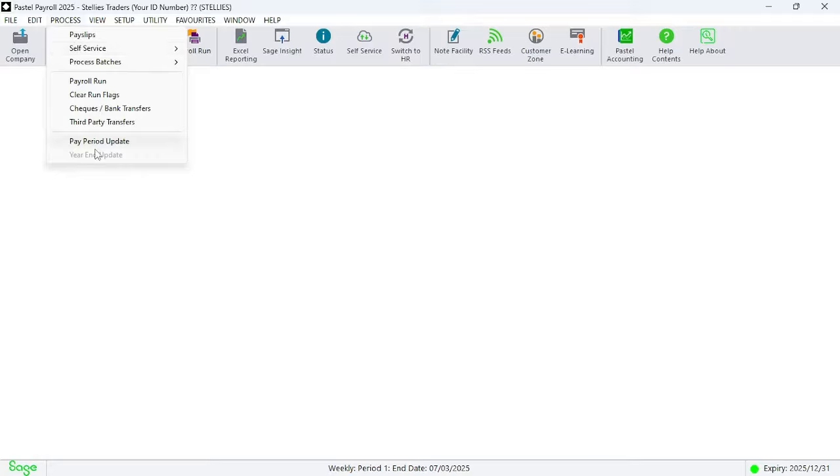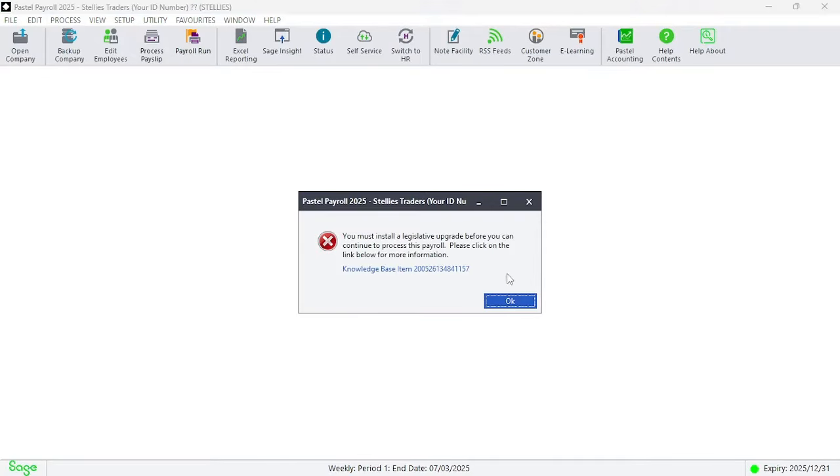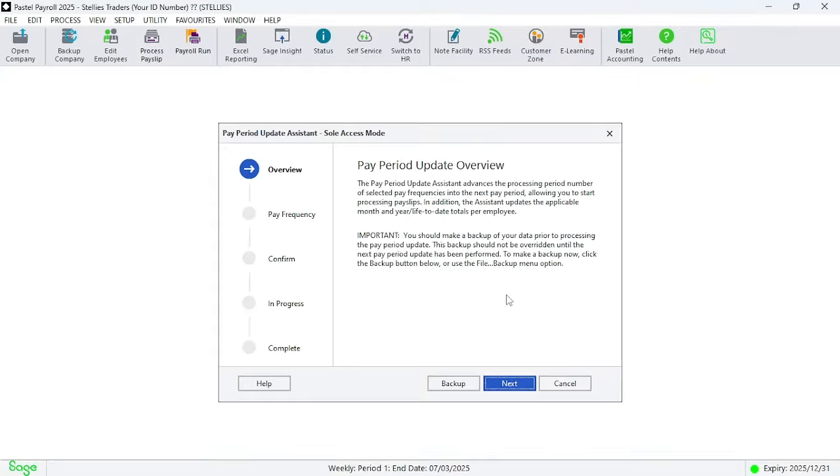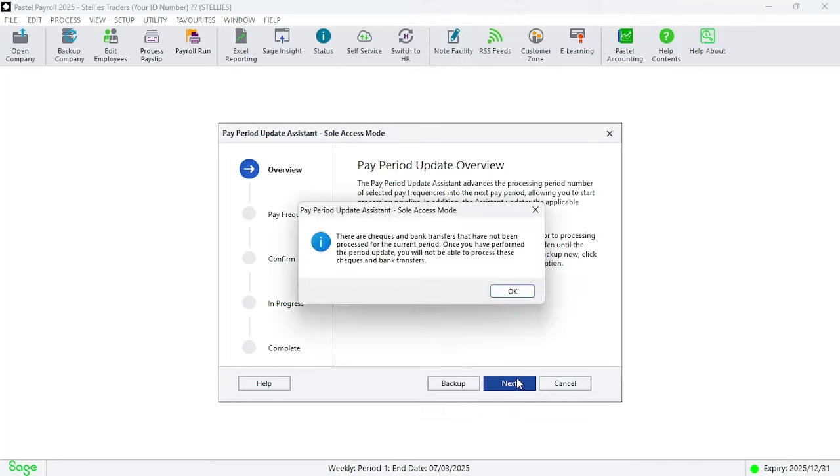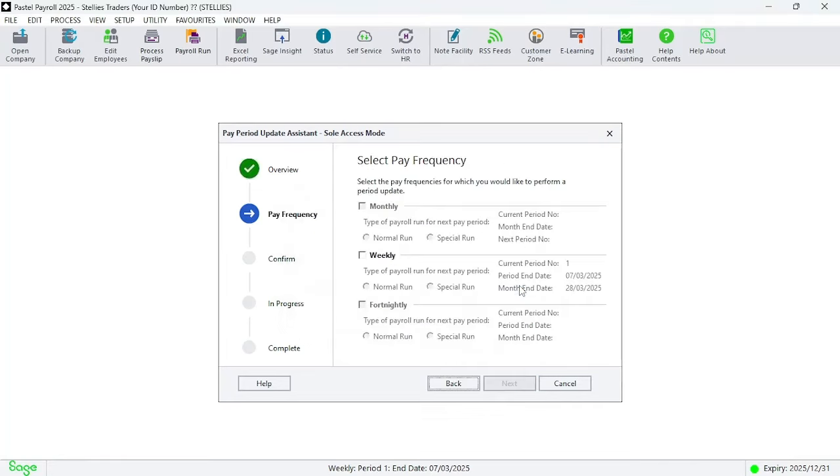Go to process, and we do a pay period update. Now move to the next period, which is week 2. We'll go to next. And weekly period 1, click next.